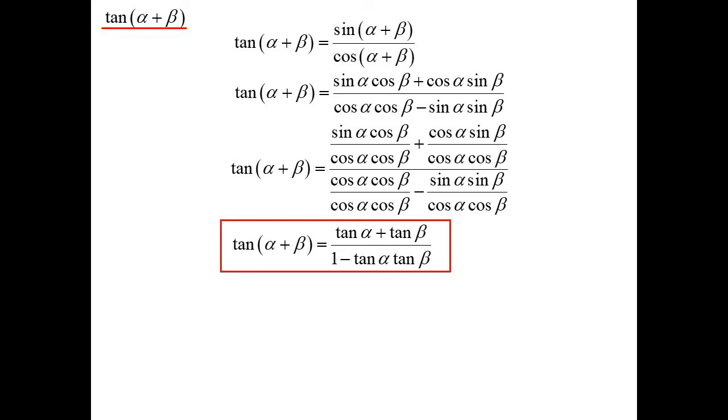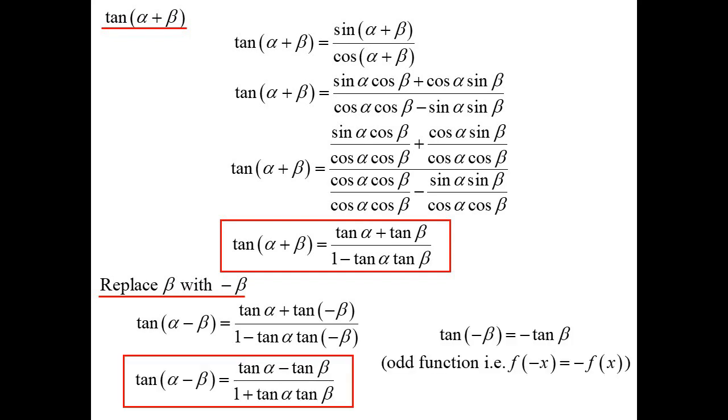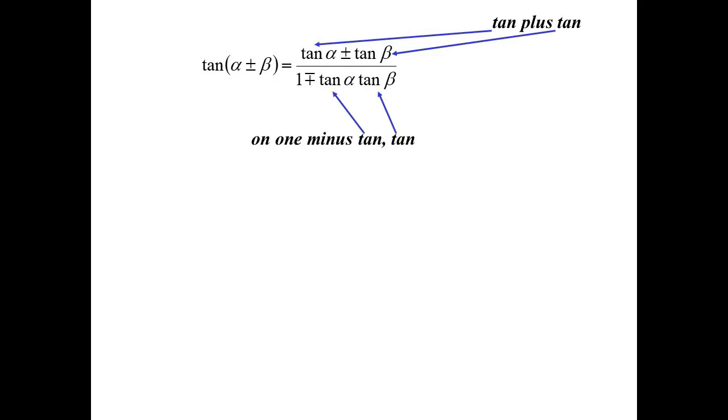Well, let's have a look at what happens with the negative. Sub that one in. Tan is an odd function, so replacing that, tan of alpha minus beta is tan alpha minus tan beta on 1 plus tan alpha tan beta. Of course, it's much easier just to think about it as tan plus tan on 1 minus tan.